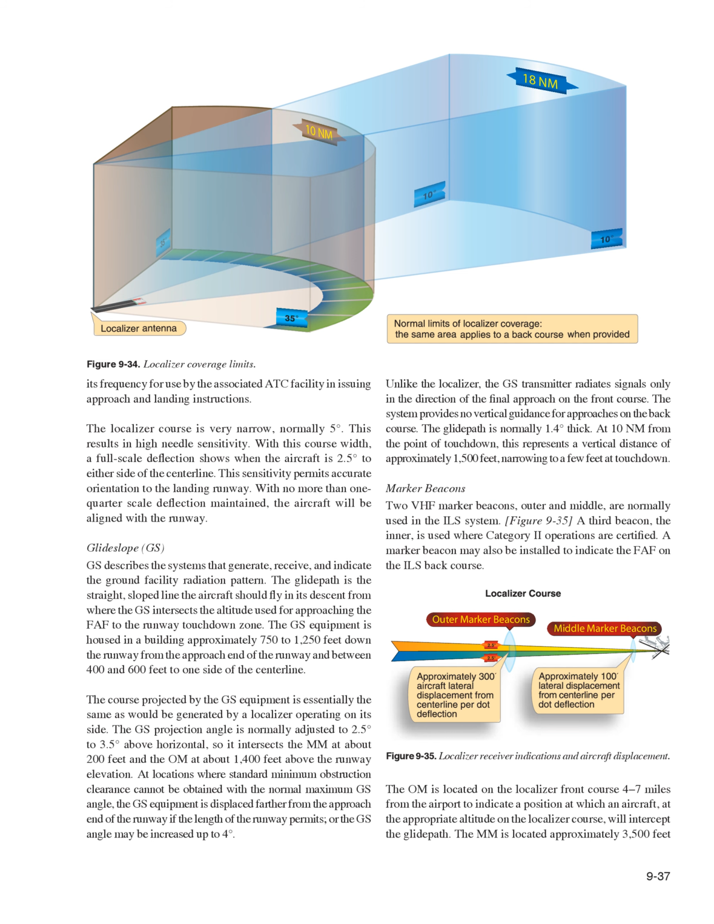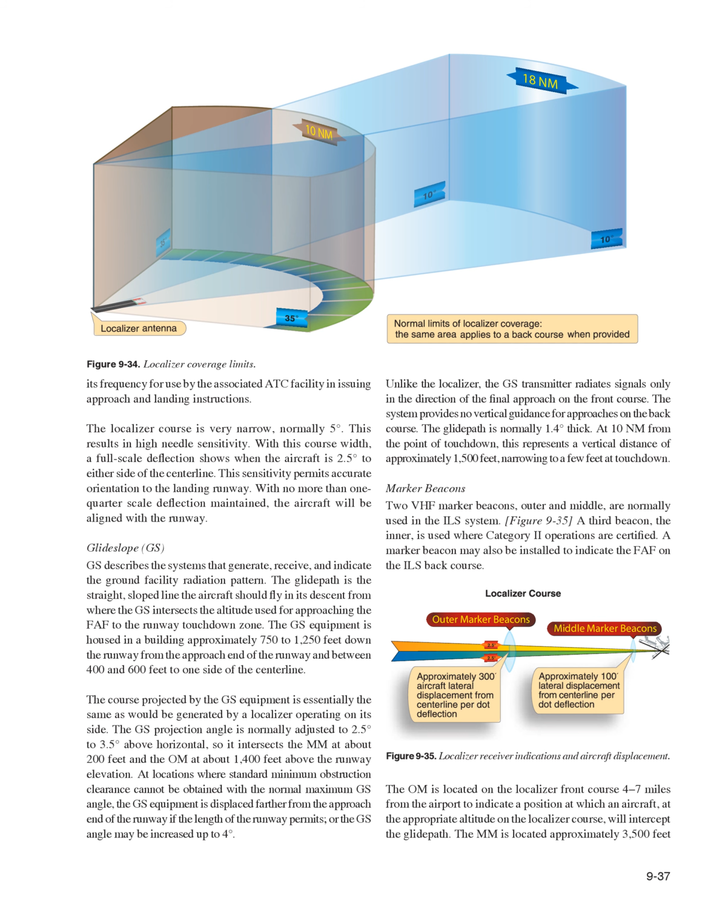Glide slope, GS. GS describes the systems that generate, receive, and indicate the ground facility radiation pattern. The glide path is the straight, sloped line the aircraft should fly in its descent from where the GS intersects the altitude used for approaching the FAF to the runway touchdown zone. The GS equipment is housed in a building approximately 750 to 1,250 feet down the runway from the approach end of the runway and between 400 and 600 feet to one side of the centerline.